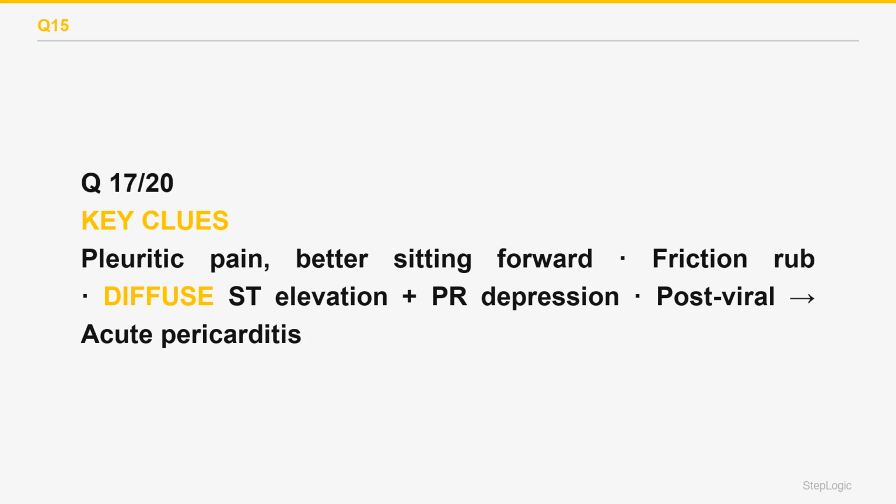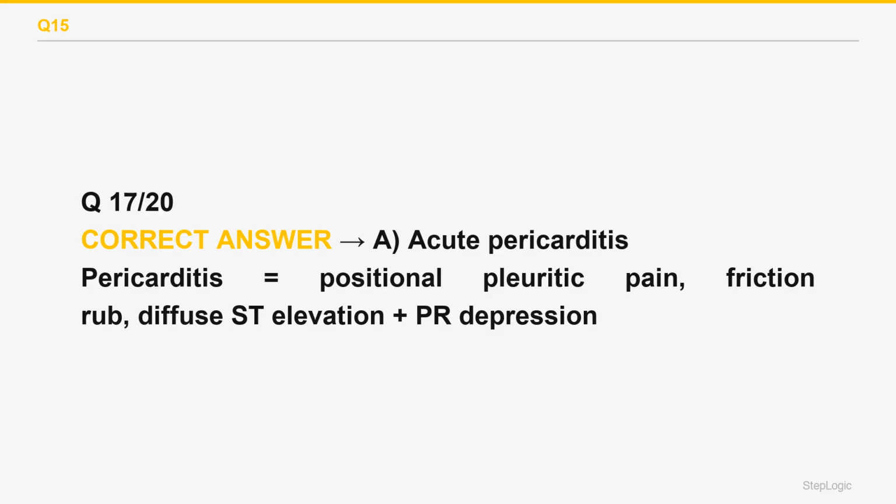The scratchy, three-component friction rub is from the inflamed pericardial layers rubbing together. The ECG is distinctive: diffuse ST segment elevation across multiple leads, not confined to a single coronary territory, with PR segment depression, features that separate it from a myocardial infarction. The correct answer is A.